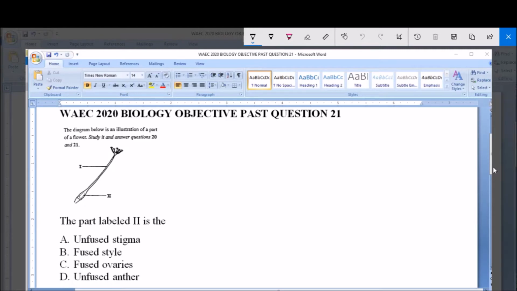The part labeled 2 is the A. Unfused stigma, B. Fused style, C. Fused ovaries, D. Unfused anther.